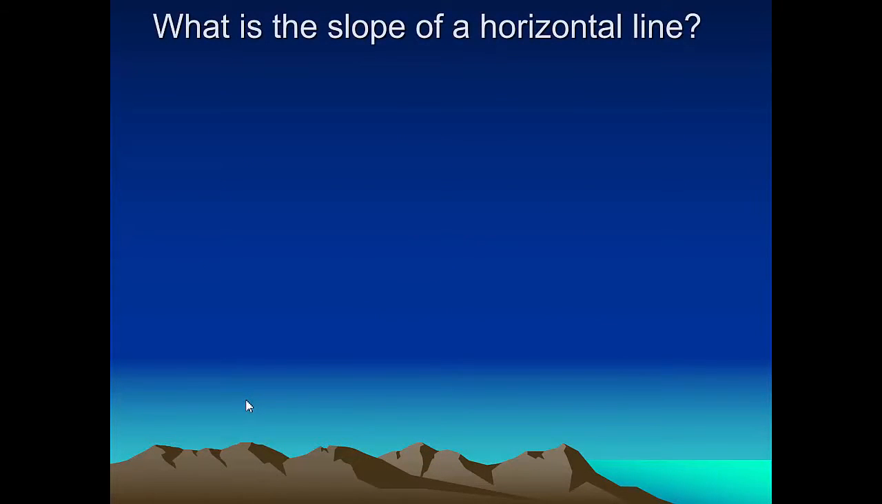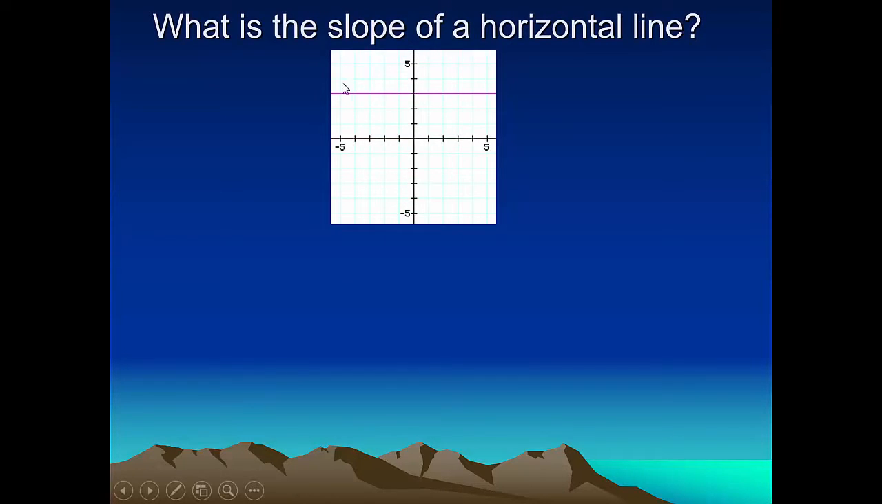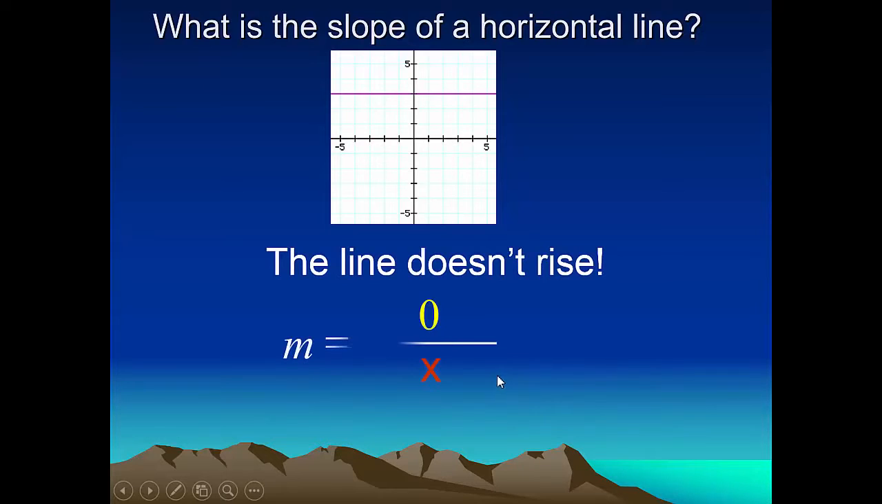Now it says, what is the slope of a horizontal line? If you notice here, we did cover this before. Remember the bike rider. This is a horizontal line. What did we determine when the bike rider was on the horizontal line? Yes, the line doesn't rise, and we know that the slope is 0, or 0 over x using algebra. Our slope is 0.